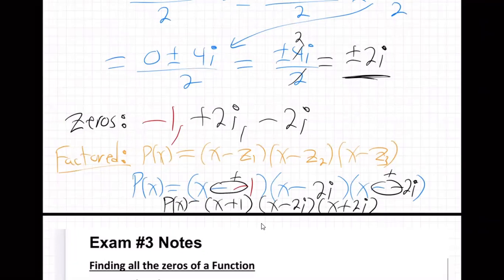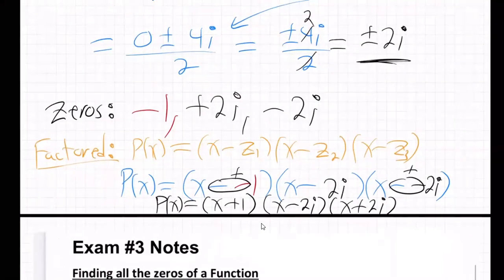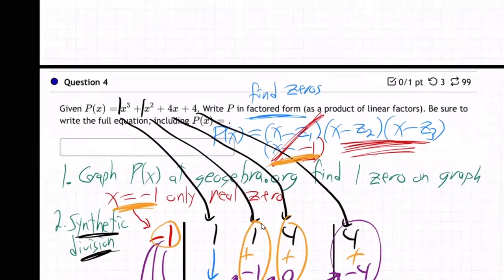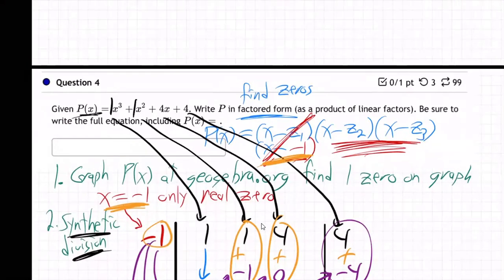Don't forget to put the p of x in the front. They said that specifically. They want you to write p of x in the front, just like that. They want the whole equation with the p of x in the front. There we go. We just factored down that function. It's kind of weird, huh? That means that whole p of x function actually equals x plus 1 times x minus 2i times x plus 2i.